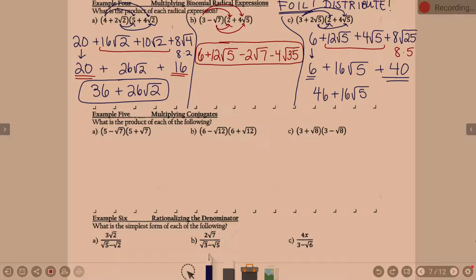Okay. I'm done here, right? I'm going to keep trying to trick you. You've got to get past my tricks there. I can't add them because one has a square root of 5 and the other does not.